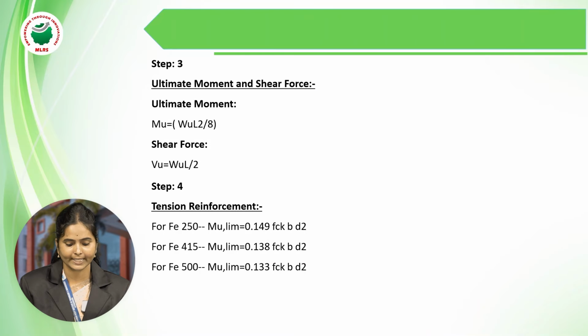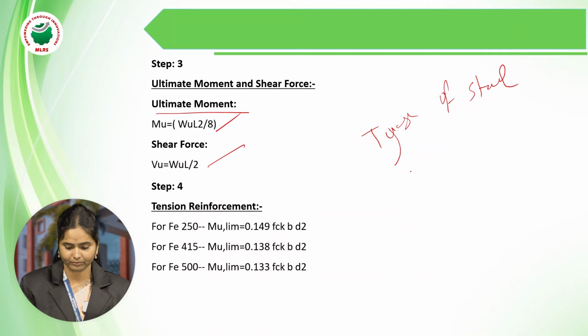Next we go to step number 3, ultimate moment and shear force. Ultimate moment Mu is equal to Wu L square by 8, and shear force Vu is equal to Wu L by 2. That is step number 3. Next, step number 4, tension reinforcement. Types of steel: first one, mild steel.